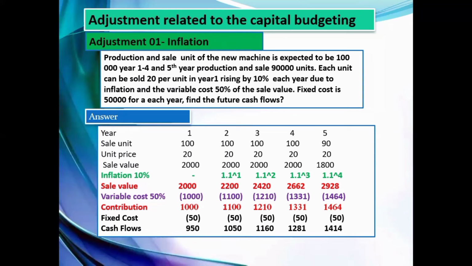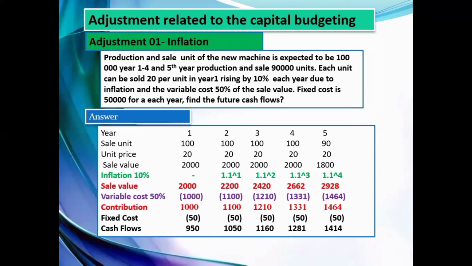2,000 multiplied by 1.1 to the power of 2. Power of 2 means previous year. Therefore, the sales value became 2,420. Likewise, we have to calculate inflation of 10% for each year from year 2 to year 5.